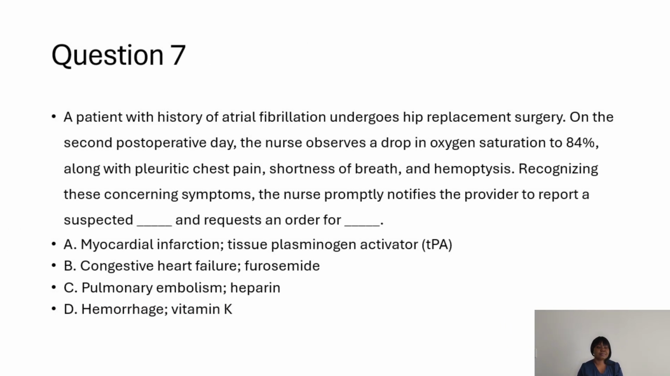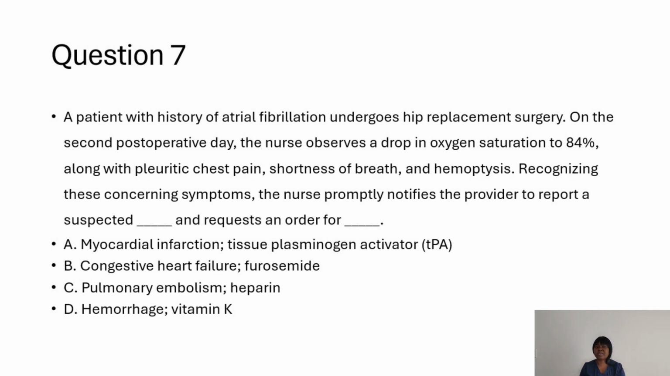Question 7. A patient with history of atrial fibrillation undergoes hip replacement surgery. On the second post-operative day, the nurse observed a drop in oxygen saturation to 84% along with pleuritic chest pain, shortness of breath, and hemoptysis. Recognizing these concerning symptoms, the nurse promptly notifies the provider to report a suspected blank and request an order for blank. We take the question again, we analyze it.